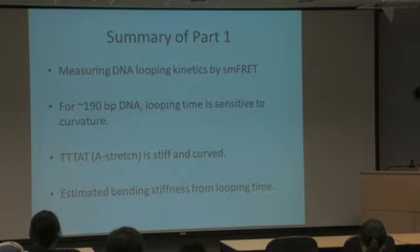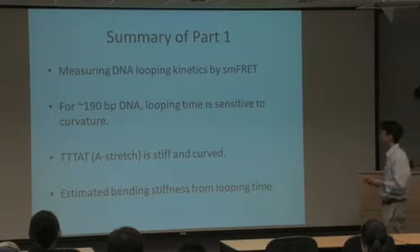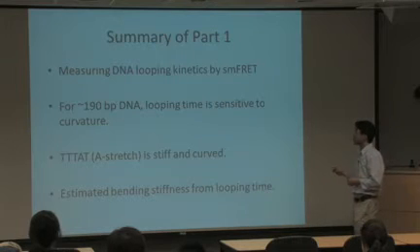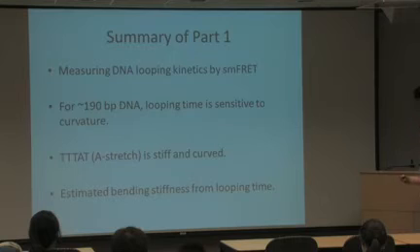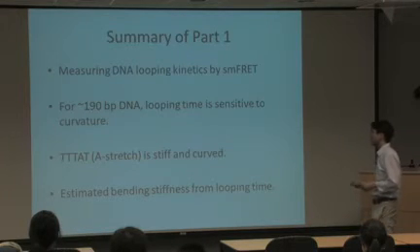And so this is a summary of the first part. We measure DNA looping kinetics by single molecule FRET, and the length of the DNA molecule is about 190 base pair long, 90 base pair. And at that length scale, looping time is sensitive to curvature. So you cannot just ignore the curvature effect. You need to take both into account when you try to extract the looping time.